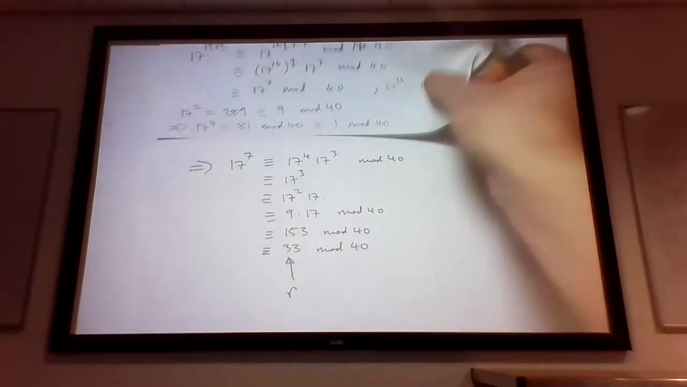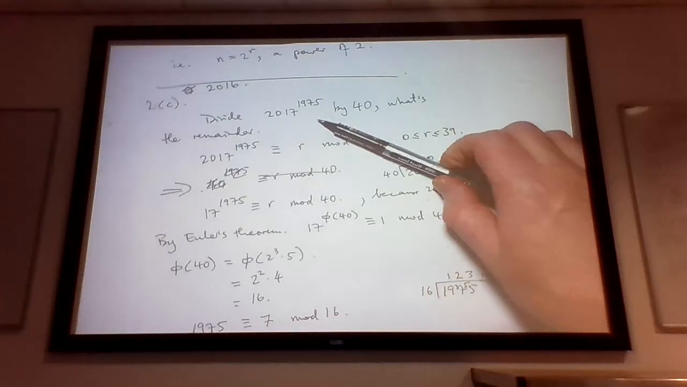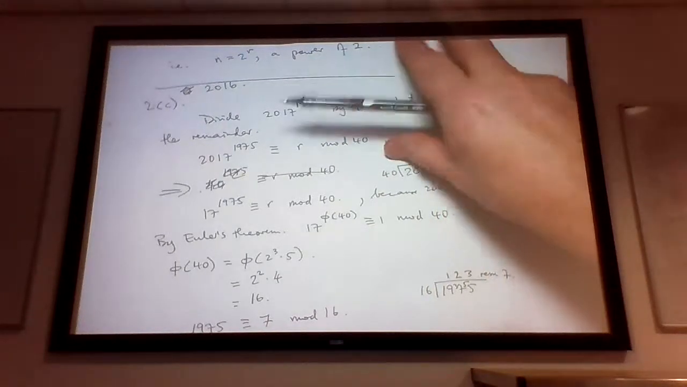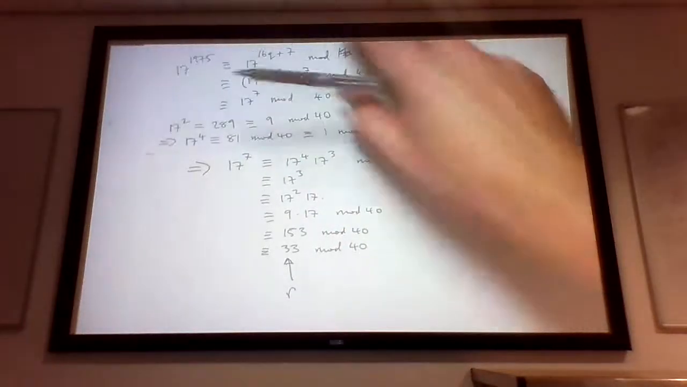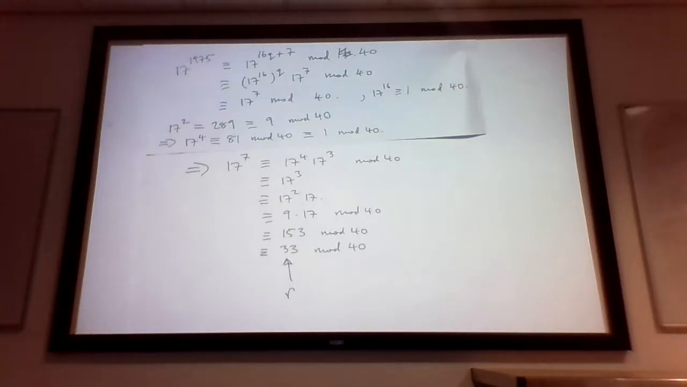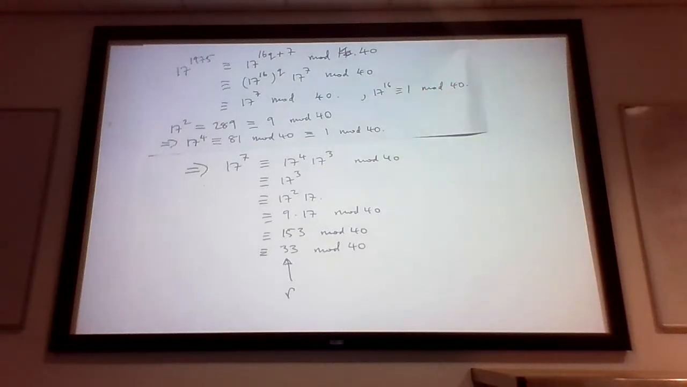So this ginormous number, which we don't have to access, don't have to calculate, but we do know that if you divided it by 40, the remainder you get is 33. And we're able to do that all just by pencil and paper, using the theory of the congruences.